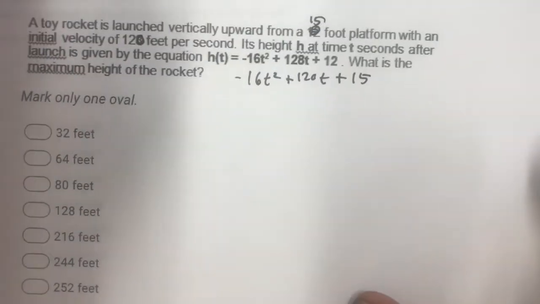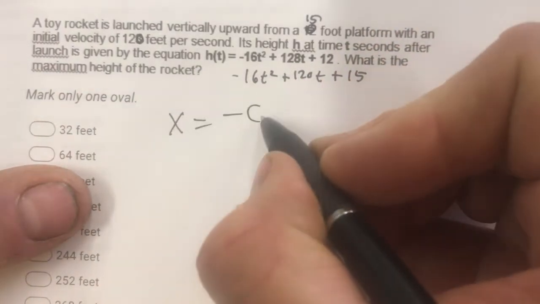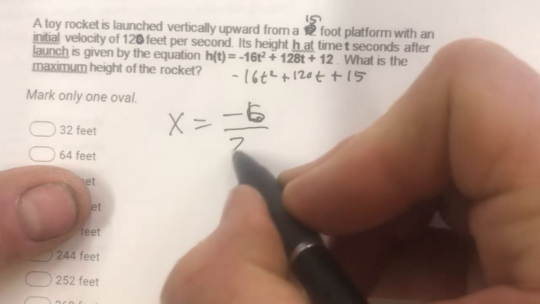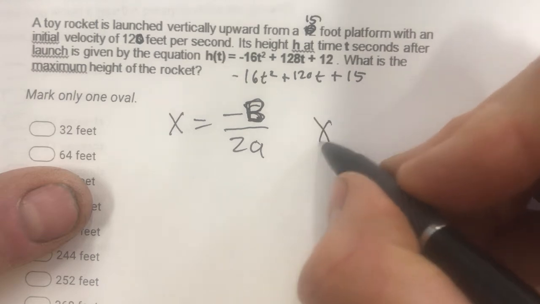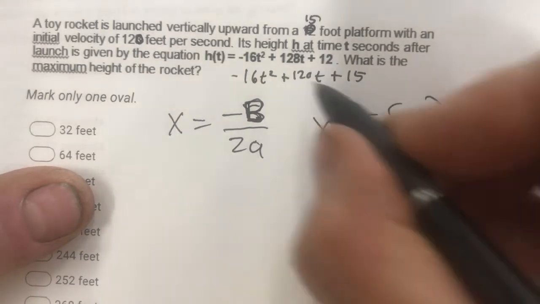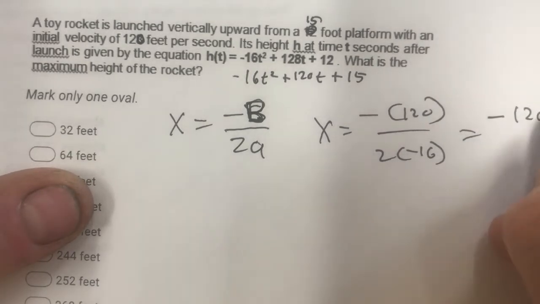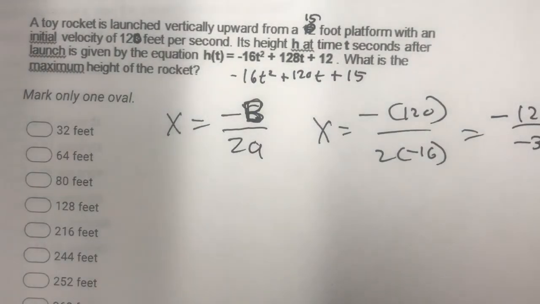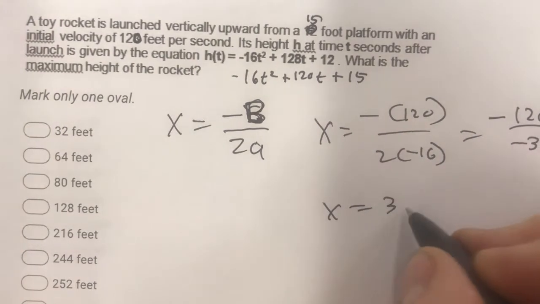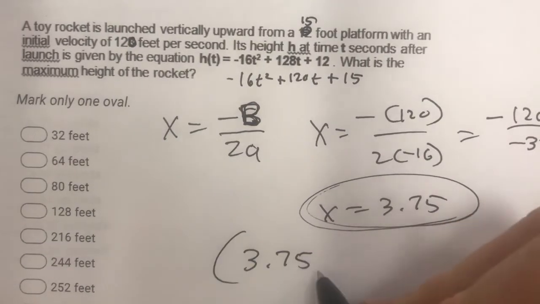Maximum height, again, that's another vertex problem. I'll do this one. X equals negative b divided by 2a. In this one, my b is 120. My a is negative 16. So it gives me negative 120 over negative 32. All right, so we'll divide that. 3.75. All right, so that's the x in the vertex.